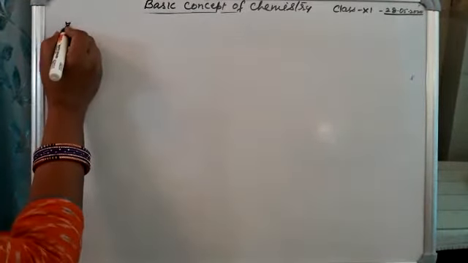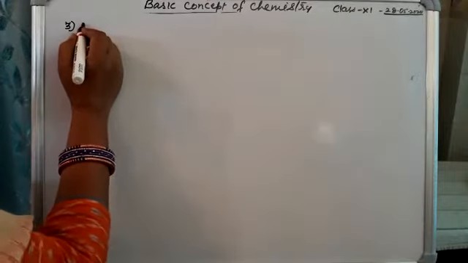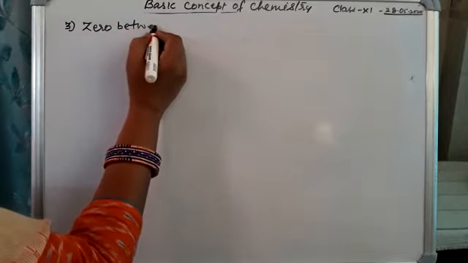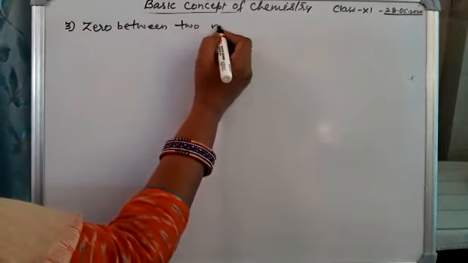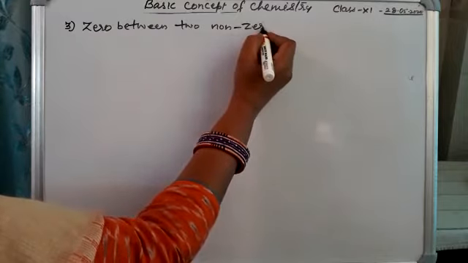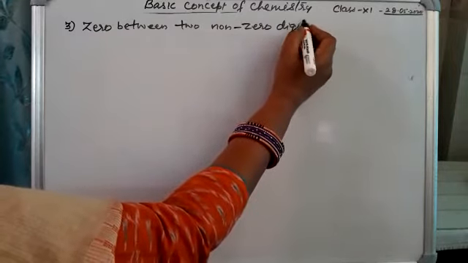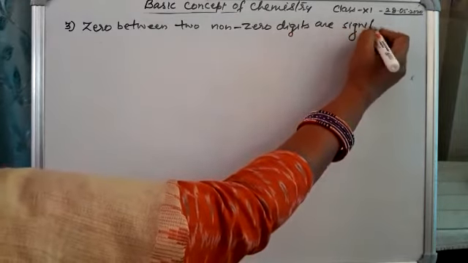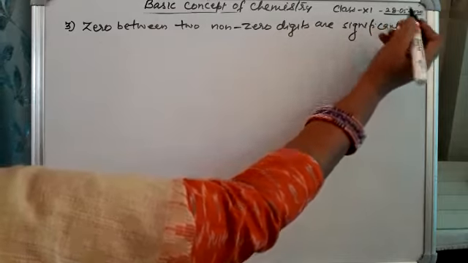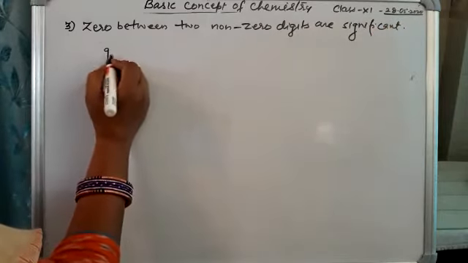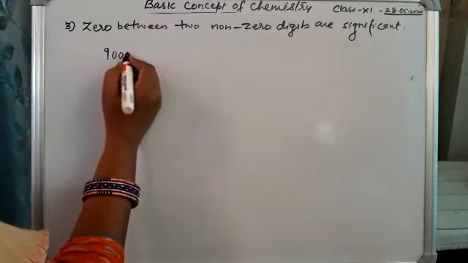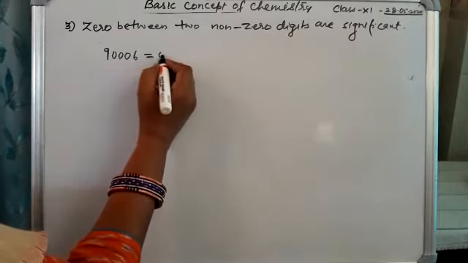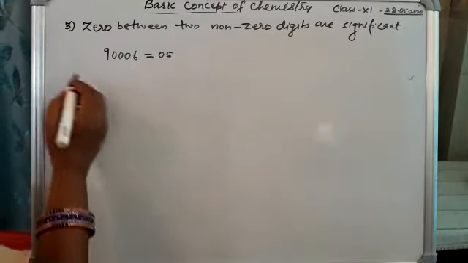Rule number 3: zeros between two non-zero digits are significant. For example, 90006. How many significant figures? 1, 2, 3, 4 and 5. So here there are 5 significant figures.